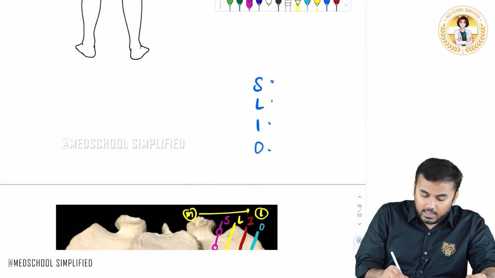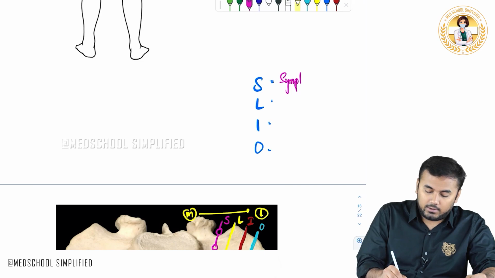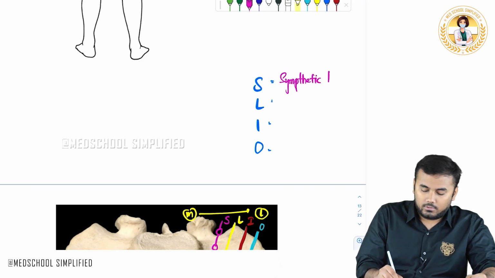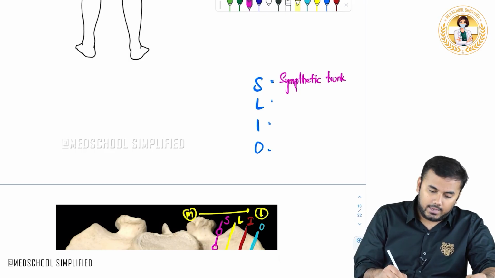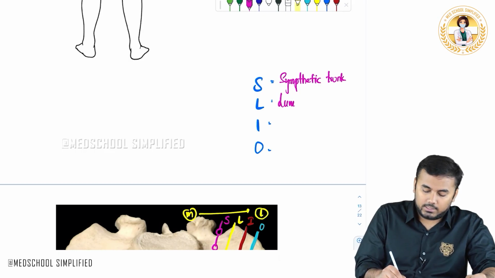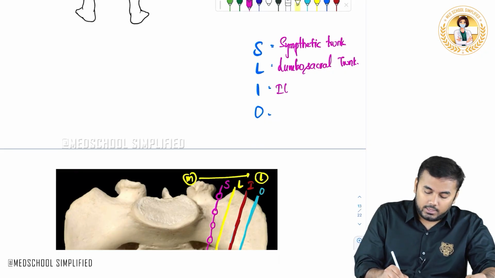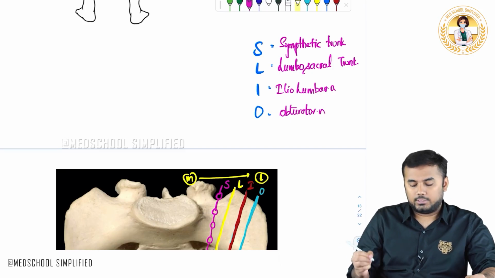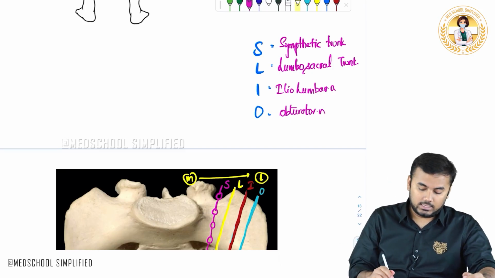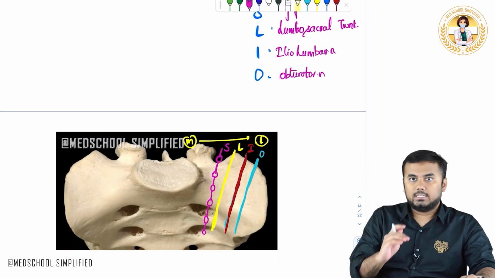Once again, let us write. S stands for sympathetic trunk. L stands for lumbosacral trunk. I stands for iliolumbar artery. And O stands for obturator nerve. So these are the structures that are located all the way from the medial side to the lateral side.